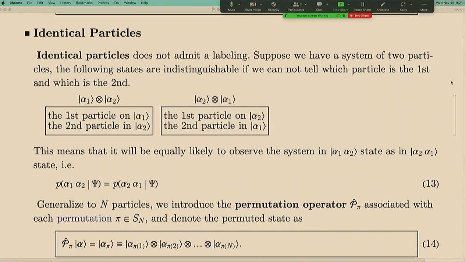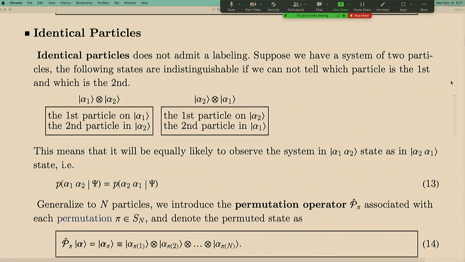But if we can't really tell which is the first particle and which is the second particle, then this doesn't make sense. There's no difference between these two different states. Although we are writing these two states in different ways, if you write them as state vectors, they correspond to actually different vectors. So it seems that we are using different vectors to label the same state, and that creates ambiguity. That's the subtlety here. For identical particles, because of this indistinguishability, these two seemingly different states with completely different state vectors actually describe the same state.